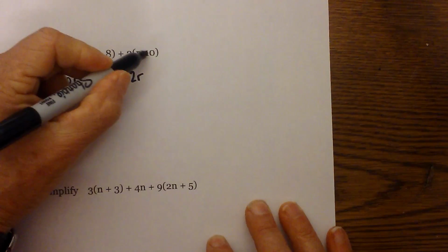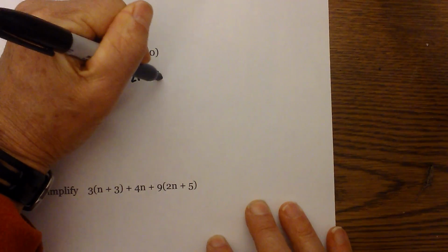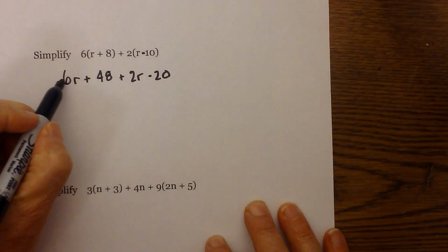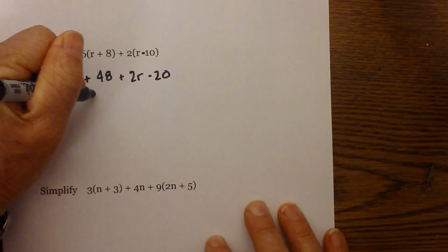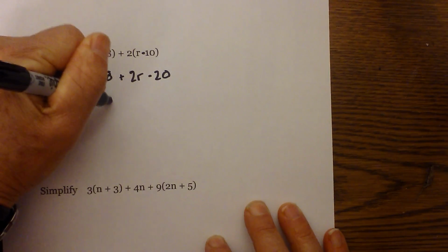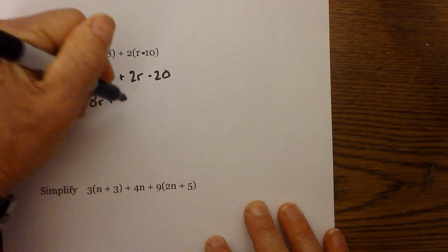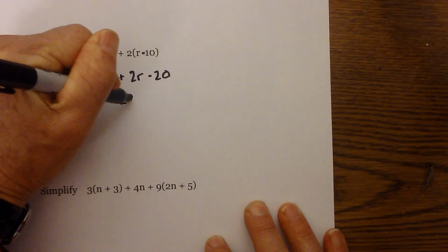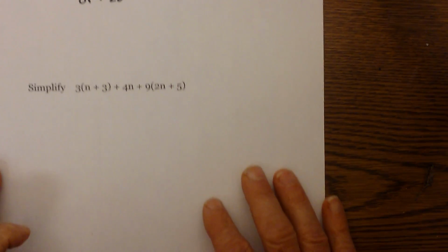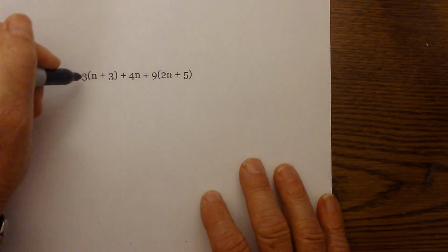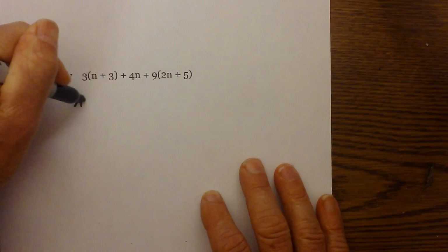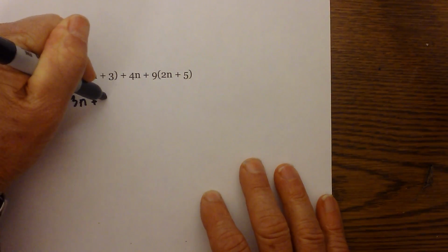And then 2 times negative 10 is negative 20. I now can combine like terms. 6r and 2r is 8r. And then plus 48 minus 20 is 28. So there we go.